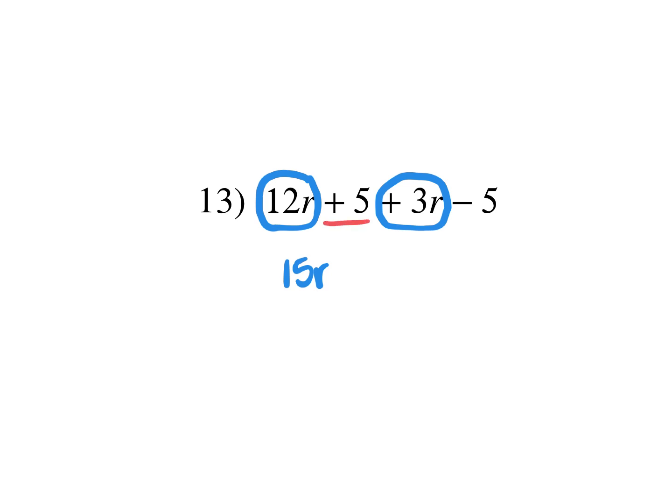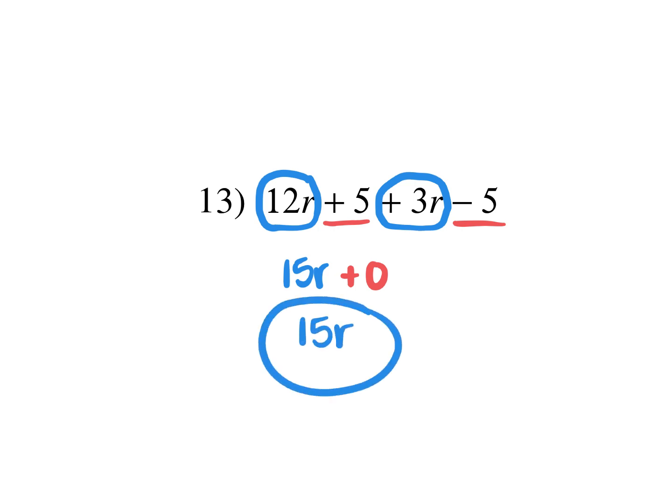Then we have plus 5 and minus 5. A positive 5 minus 5 is going to give me plus 0, okay? So when we're writing the answer to this, we do not put plus 0. We just write it as 15r. This is our answer, okay? And then we'll do 14.